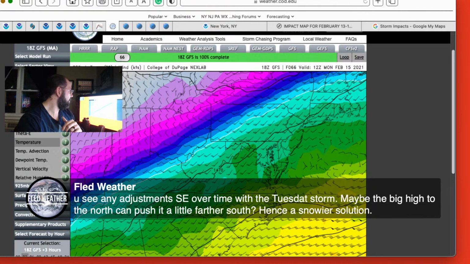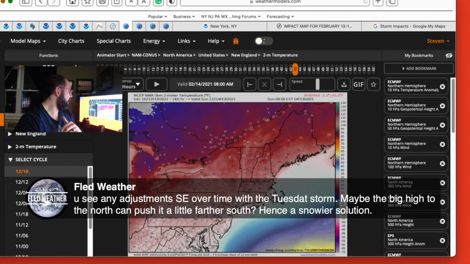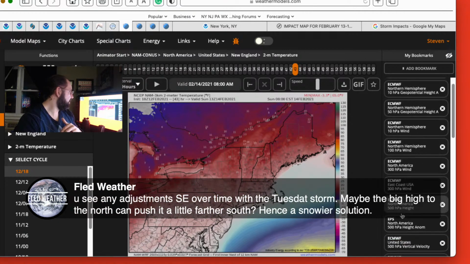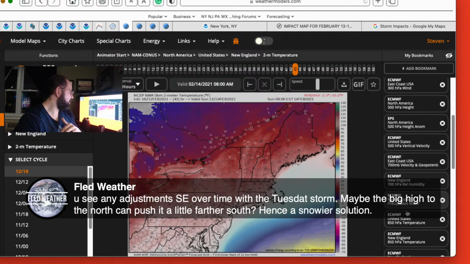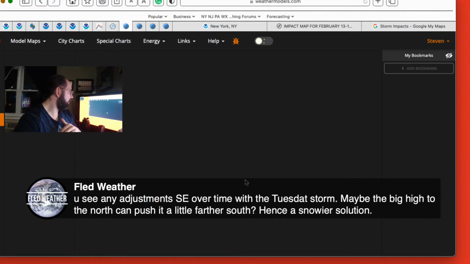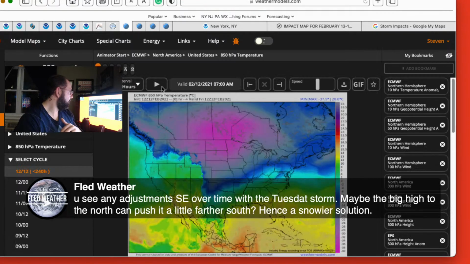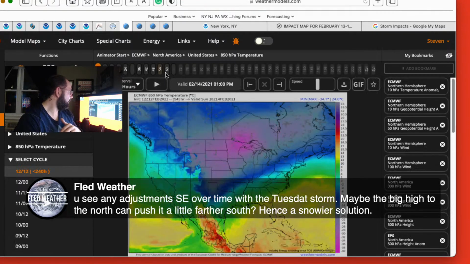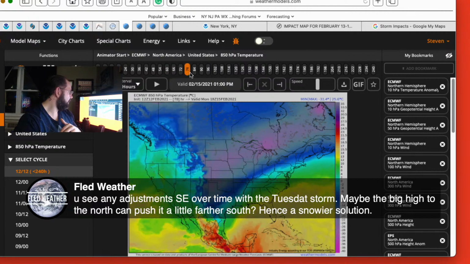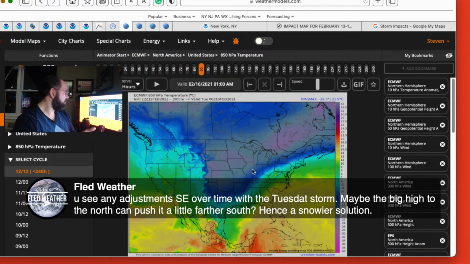And we'll take a look at European guidance on this right here. Let's see here. And we'll pull this up. So this whole situation right here would have to change fundamentally. The southeast ridge would have to be a lot weaker, and this Arctic air would have to be far more aggressive.